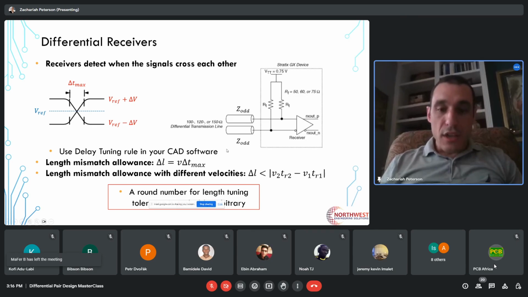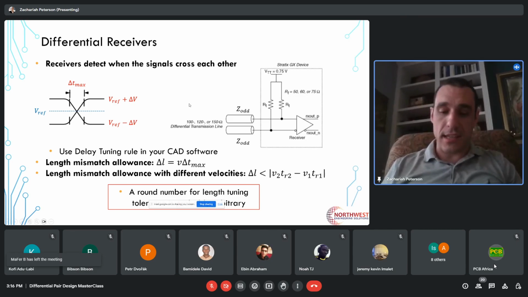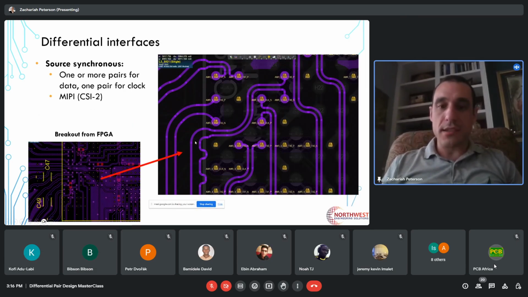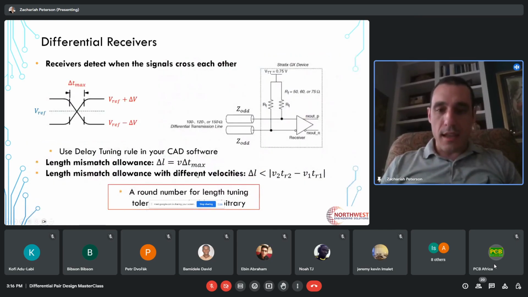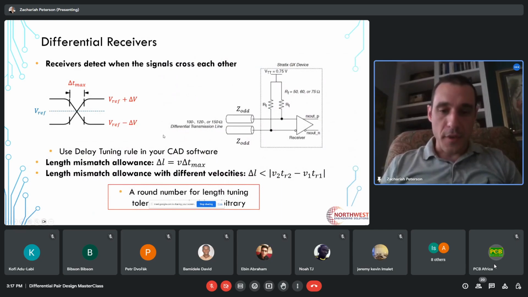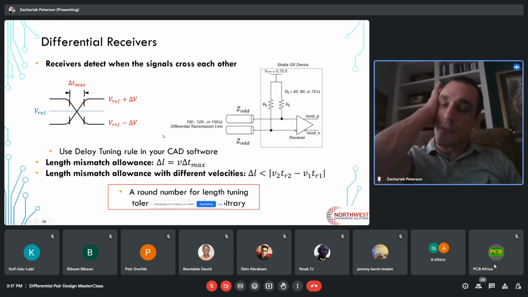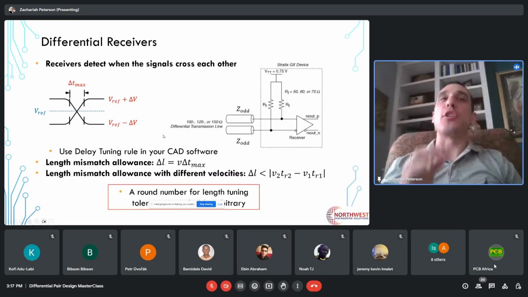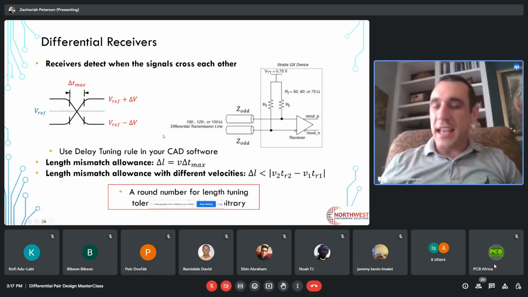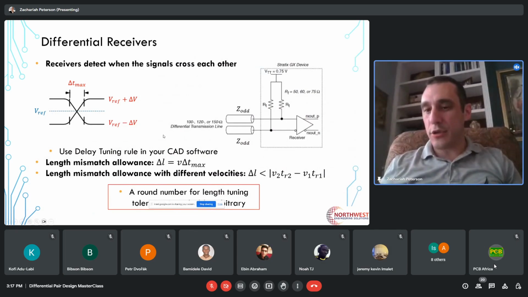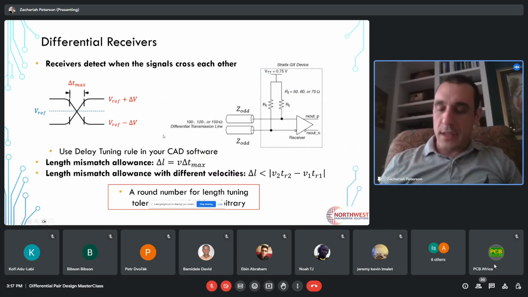Now, you could have different velocities for each of the traces on one of these pairs. And so this gets into one of the myths and facts, which I'll discuss later. But that myth is that you have to always route them on the same layer. And that's not exactly true. You can route each trace in a differential pair on different layers. And as long as the signals arrive within some time window, then the interface will still work.